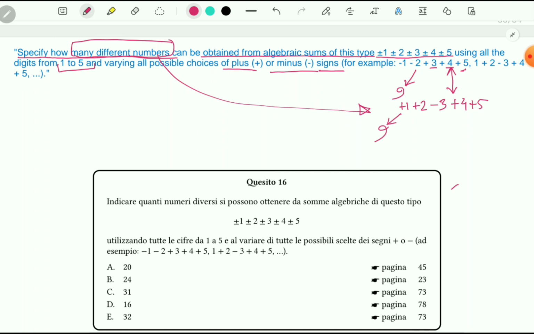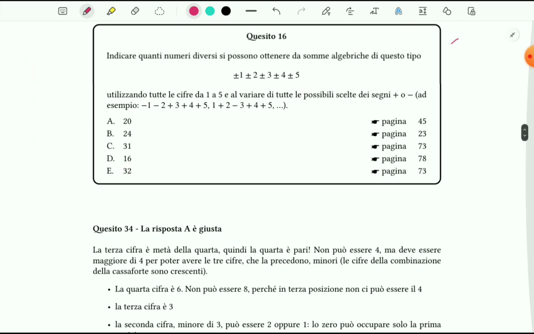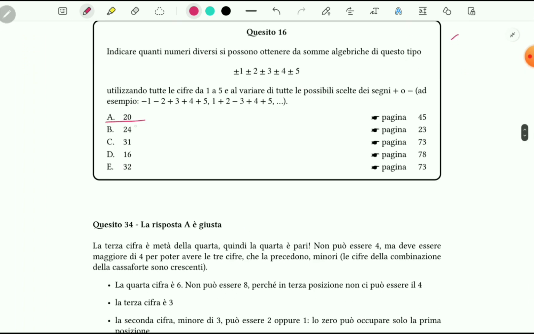First of all, let's talk about how many numbers there are. Of course 10 numbers, right? Because if we consider all positive signs, and then consider negative signs, we will get the number 10. So here are the options: 20, 24, 31, 16 and 32. So we have to find out the correct answer.